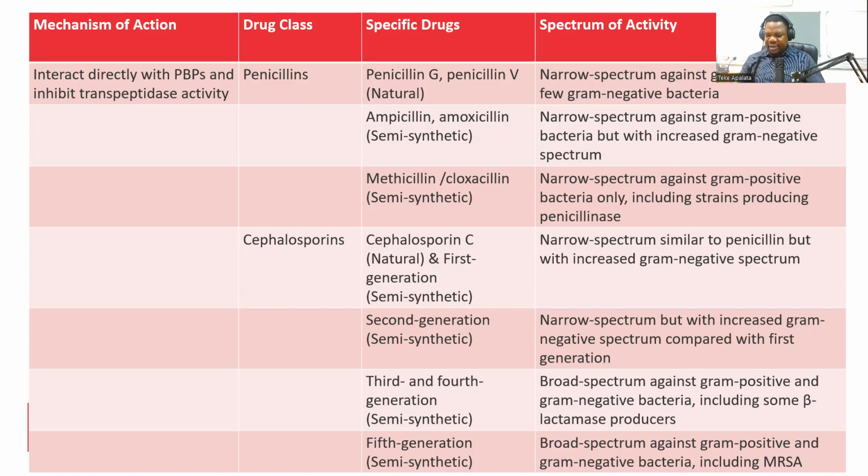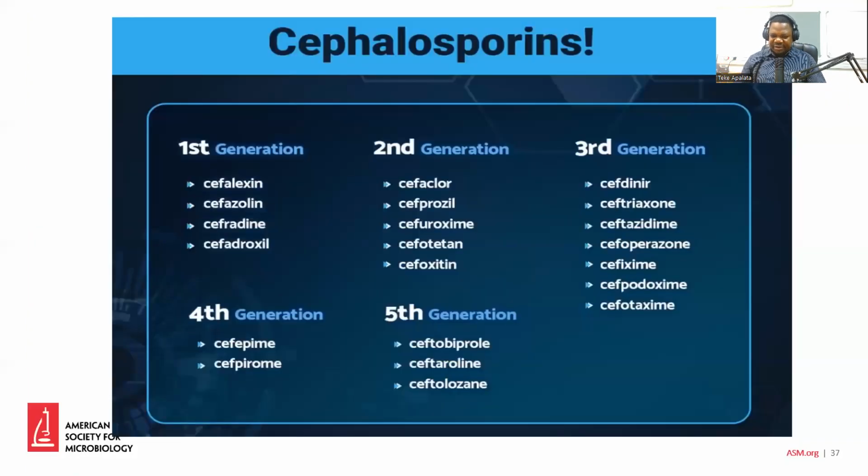Then we also have the fifth generation cephalosporin that has a broad spectrum against gram-positive and gram-negative, including among the gram-positive, activity against methicillin-resistant Staphylococcus aureus. So it acts against MRSA.